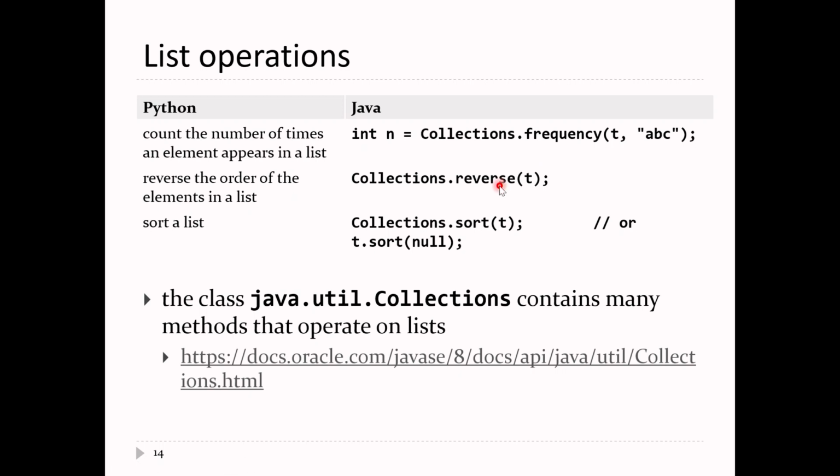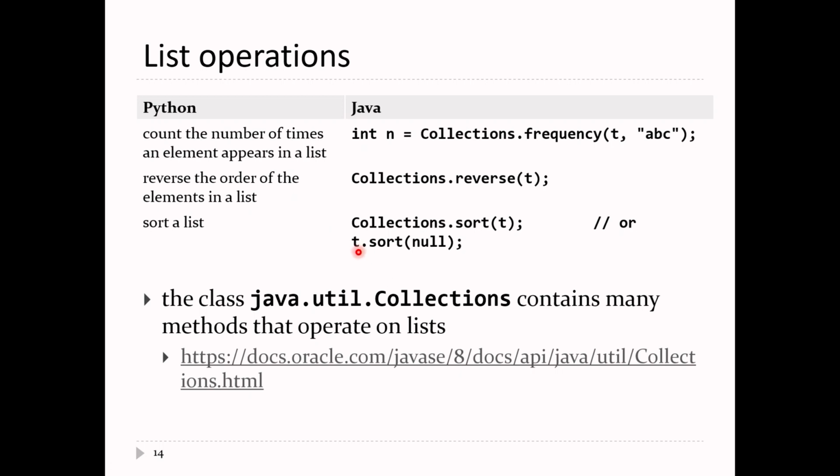There's a reverse method that lets you reverse the order of the elements in a list. If you want to sort a list, Collections has got a sort method. So Collections.sort, pass in the list T, that will sort the list, assuming the elements of the list are comparable.